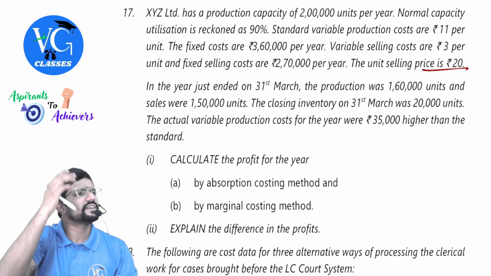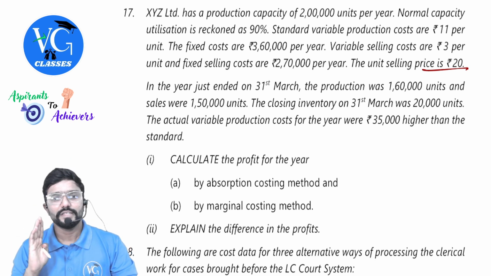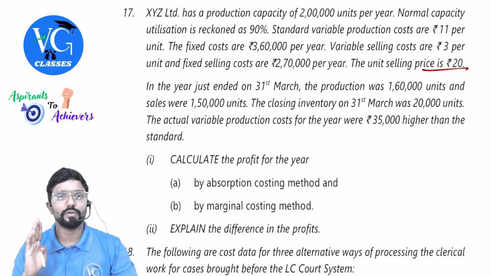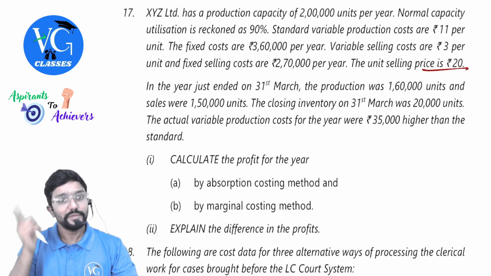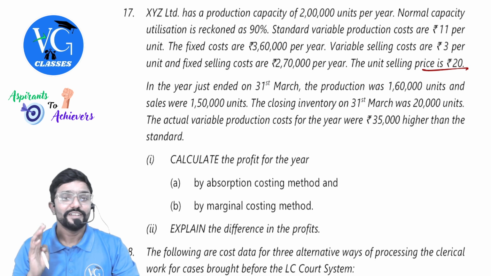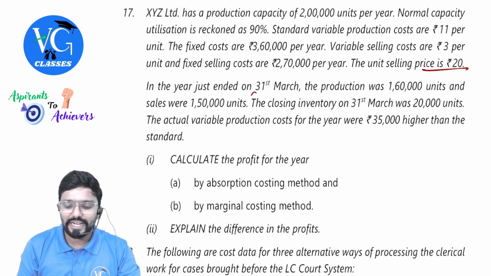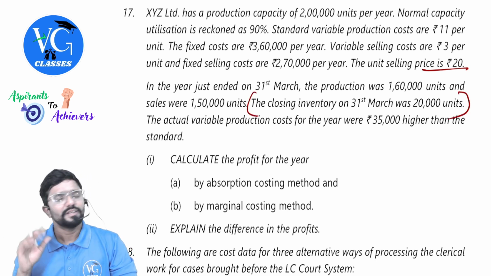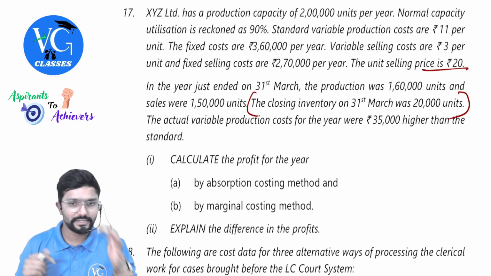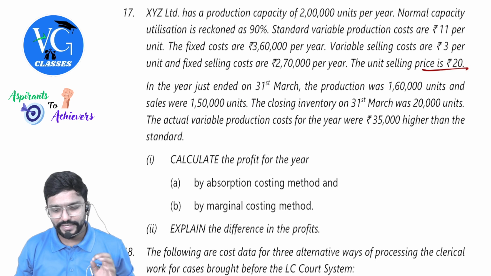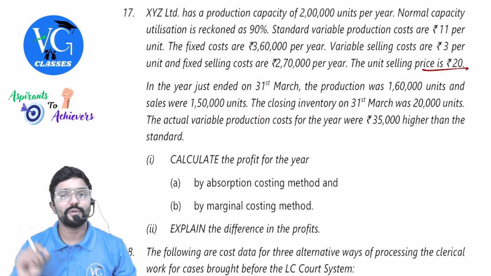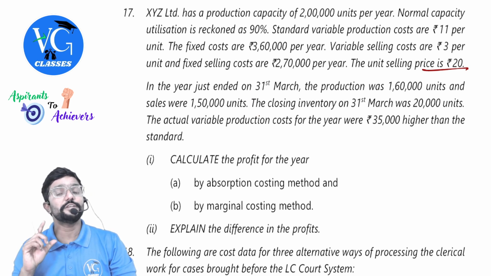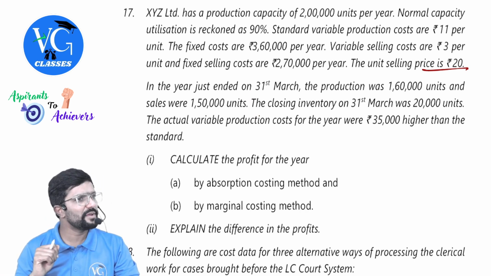That means what is the closing stock? 10,000. Oh no, they have only given closing. That means opening is the balancing figure. See, if this sentence was not given, then I would have told you closing stock is 10,000, but some other things are there. The closing inventory as on 31st March was 20,000 units. That means we need to find out the opening stock. Will there be opening stock?